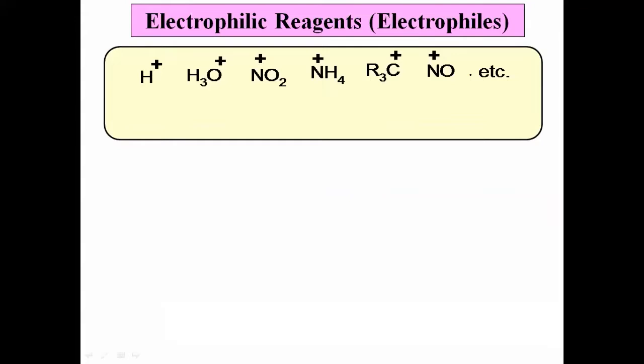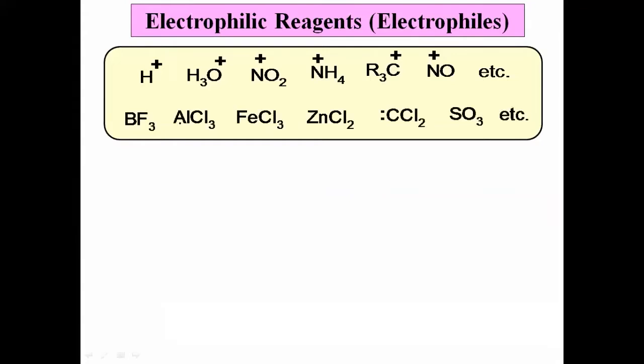Okay, now let us see some more examples. Let us see in the second line BF3 boron trifluoride, then aluminum trichloride AlCl3, FeCl3. Okay, then ZnCl2, then CCl2. Actually, this is carbene. I will explain the details about this later. CCl2, then SO3 sulfur trioxide. These are the examples of electrophilic reagent. I have shown those examples in separate lines.